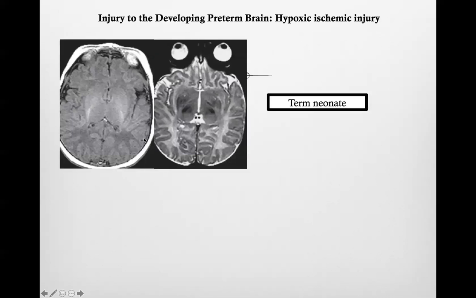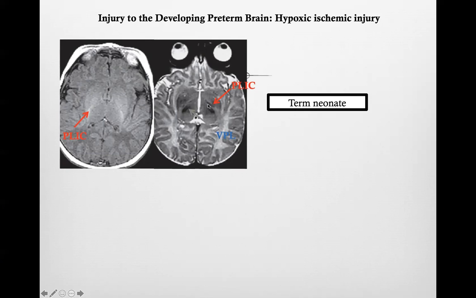Hypoxic ischemic injury, this is a T1, this is a T2. Look, the central part of the deep brain is dark in T2, bright in T1, is myelinated. So most of the brain is not myelinated. Now you can recognize when the brain is not myelinated, but the central part is actually myelinated. This is a term neonate.